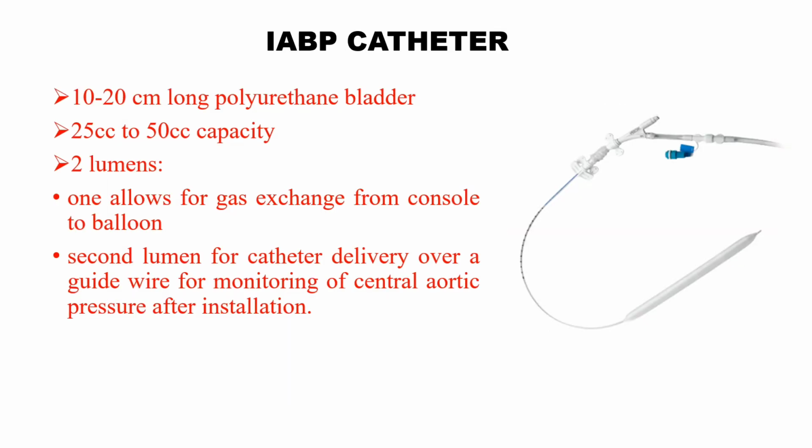Next we see the IABP catheter. The catheter is 10 to 20 centimeters long, with a polyurethane bladder which has a 25 cc to 50 cc capacity. The soft balloon catheter contains two lumens. One allows for gas exchange from the console to the balloon. The second lumen is for the catheter to be delivered over a guide wire and for monitoring of central aortic pressure after insertion.